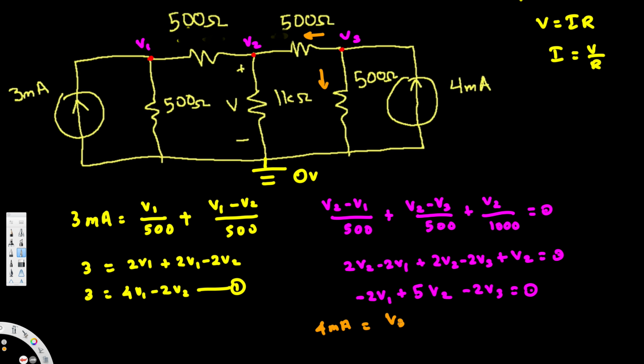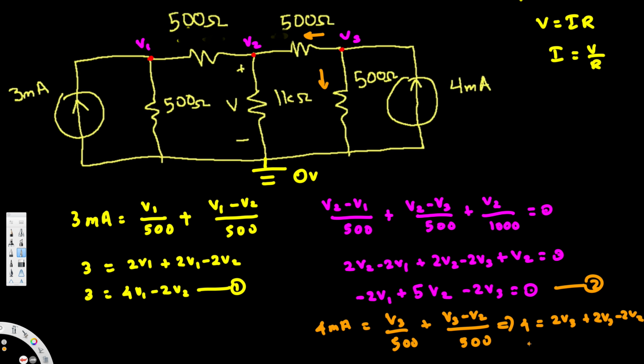This is going to be V3 minus 0 because it's going to the ground, so V3 minus 0 over 500 plus, and this one is going toward V2, so this is going to be V3 minus V2 over 500, and again milliampere is 10 to the power minus 3, so if we multiply this equation by 1000, this is going to be 4 is equal to 2v3 plus 2v3 minus 2v2. So finally we are going to have 4 is equal to 4v3 minus 2v2, and that's going to be our third equation.